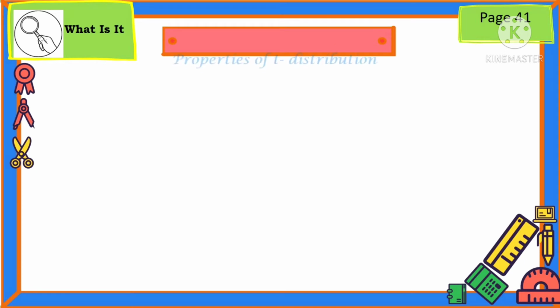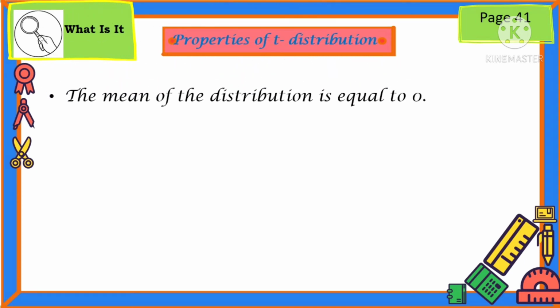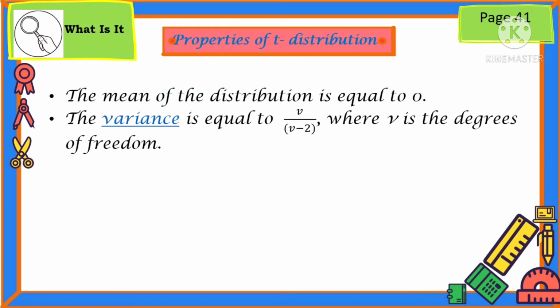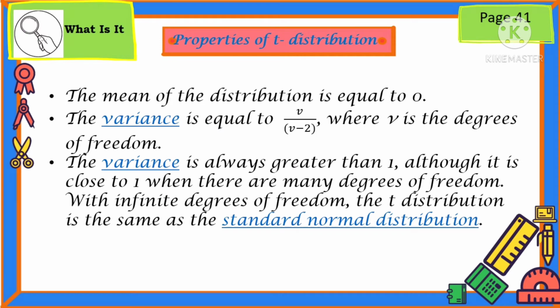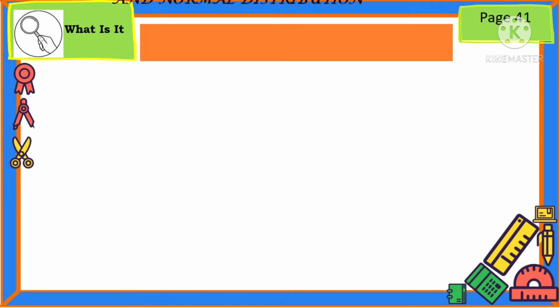We have also the properties of T distribution. The mean of the distribution is equal to 0. The variance is equal to v over the quantity v minus 2, where v is the degrees of freedom. The variance is always greater than 1, although it is close to 1 when there are many degrees of freedom. With infinite degrees of freedom, the T distribution is the same as the standard normal distribution.